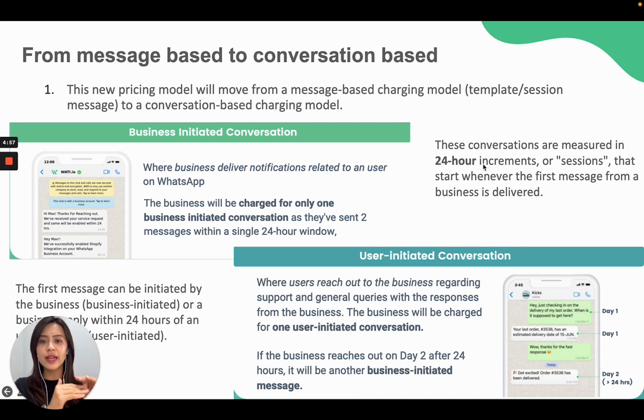So I can keep sending different approved template messages within this 24 hours period, from 3 p.m. today to 3 p.m. tomorrow. Within this 24 hours period, I'll be able to send multiple template messages within this one business initiated conversation. So in each 24 hours, there will be just one type of conversation.